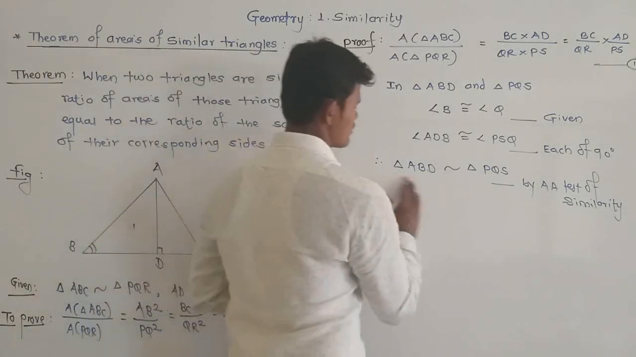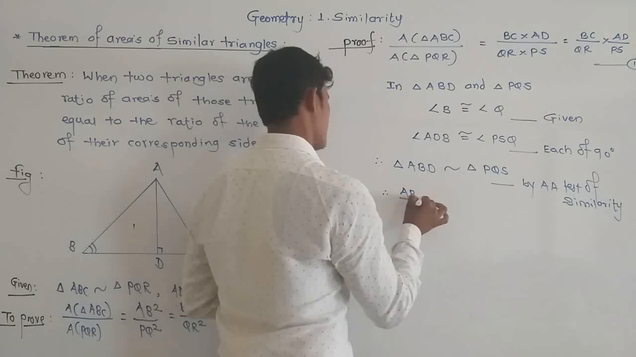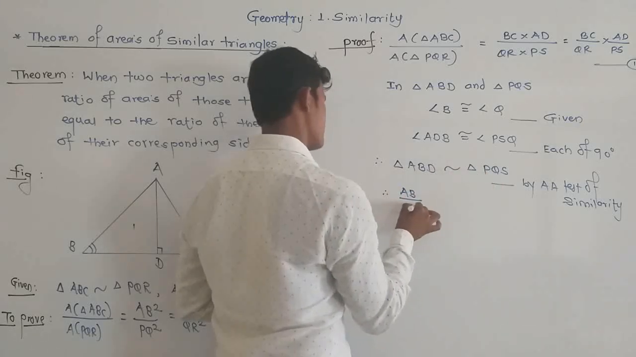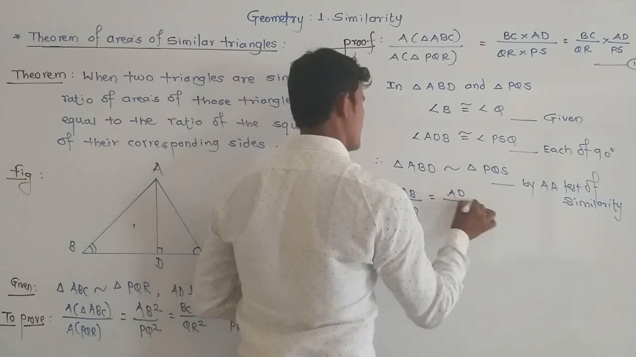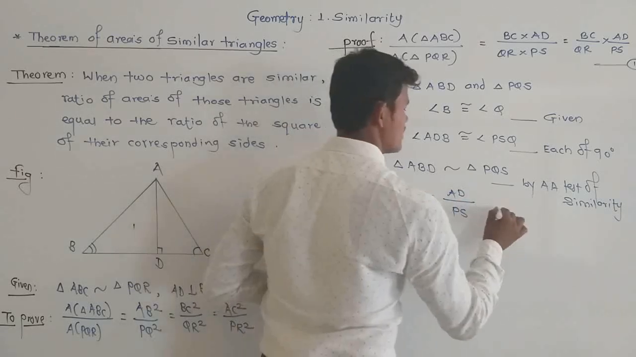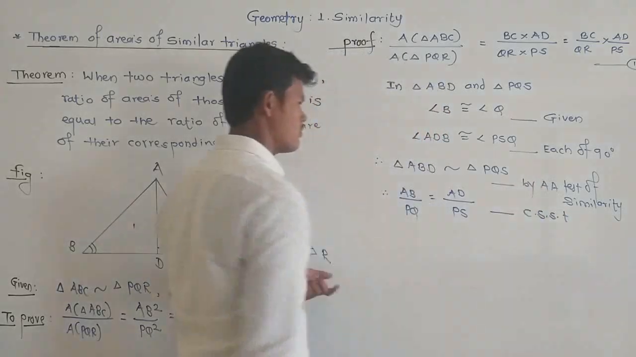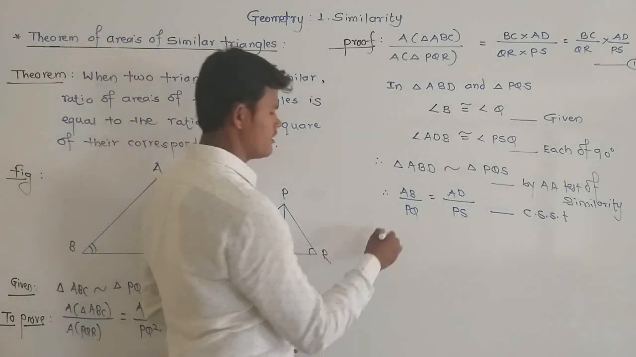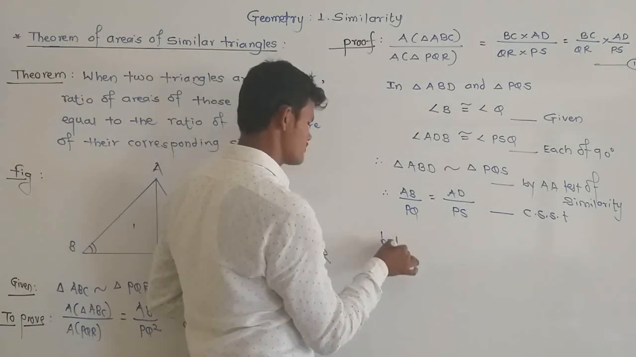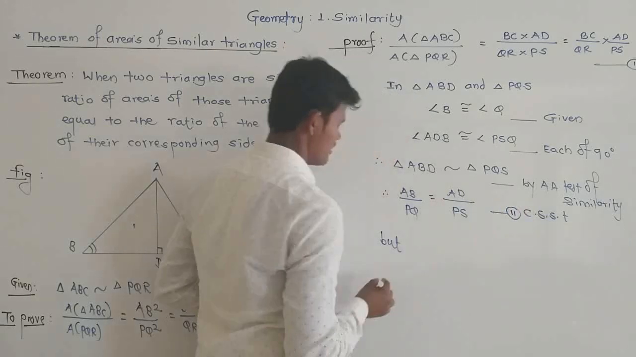So take the ratio of their corresponding sides. So we get AB upon PQ is equal to AD upon PS, corresponding sides of similar triangles. Name it as equation number second.